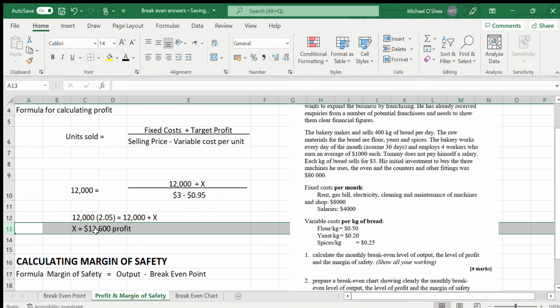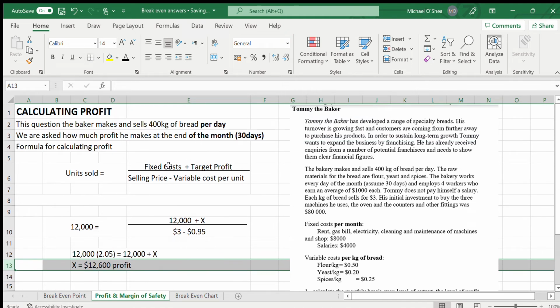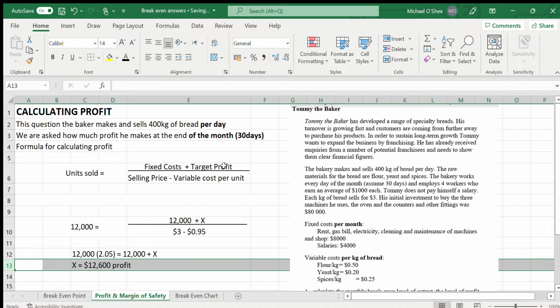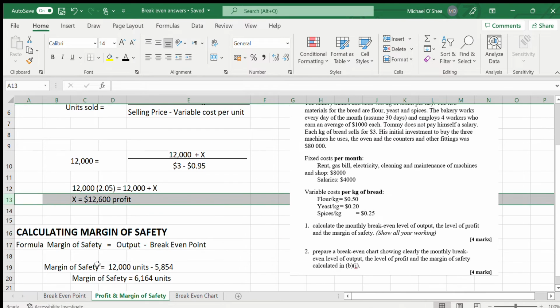That's the profit. How did I do it? Formula is the exact same. Fixed cost divided by selling price minus variable cost as here, except you have target profit. And because the profit is what we don't know, we do know how many units were sold in a month. Profit is X. And you solve for X.